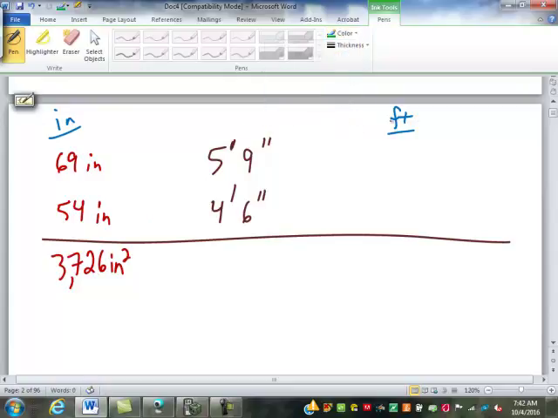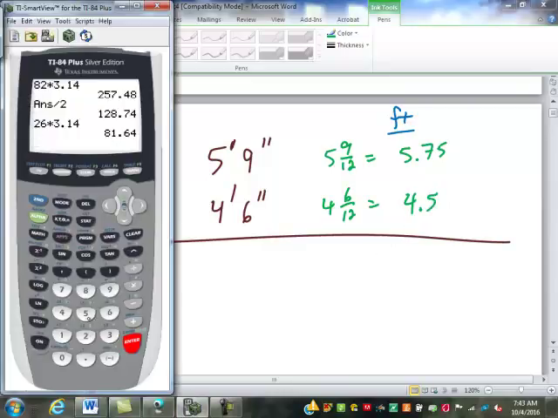If I wanted to change those both into feet, what would I do? Was this 5 and 9/12? It's just over 12 because there's 12 inches in a foot. So that's 5 3/4, 5.75 we're going to write it as. 4 foot 6 is 4 6/12, which is 4.5. So 5.75 times 4.5 gives 25.875.